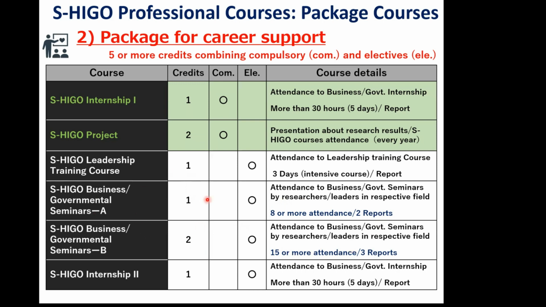Even if you select other courses, these seminars are quite interesting and not usually available in the university during the normal course. So we suggest you take these seminars, and they're free to anyone in Kumamoto University. Also, if you want to take 1 more internship other than the compulsory one, there is also S-HIGO internship 2. Probably you can take S-HIGO internship 1 in the first year and S-HIGO internship 2 in the second year, or like that. Okay.